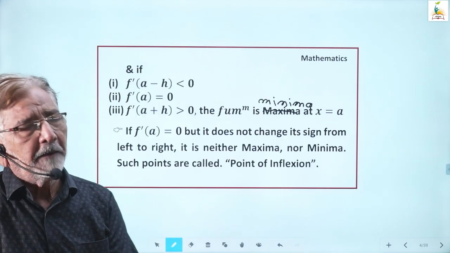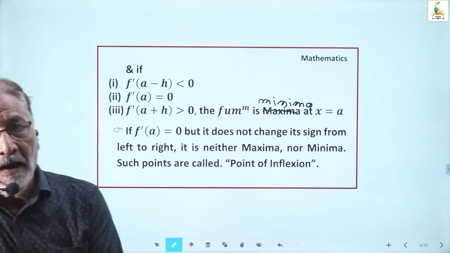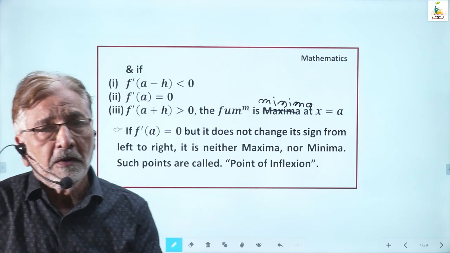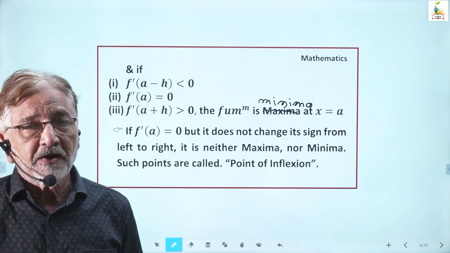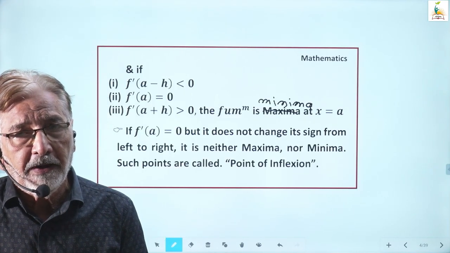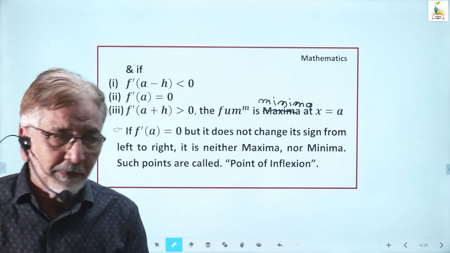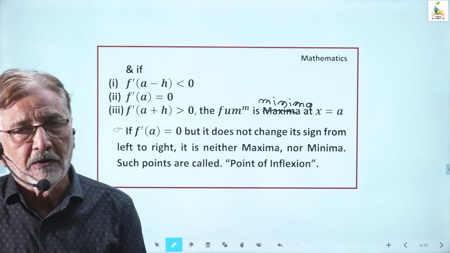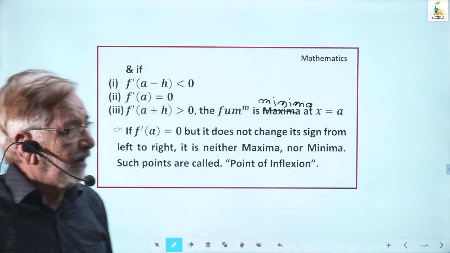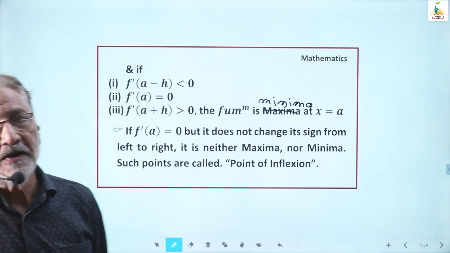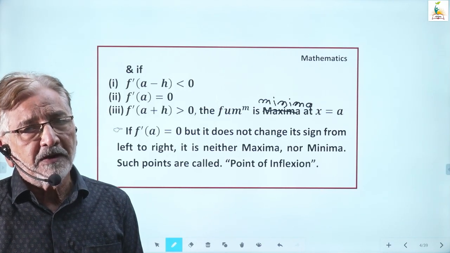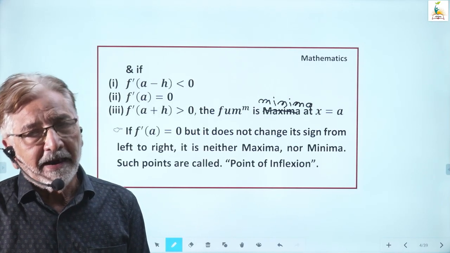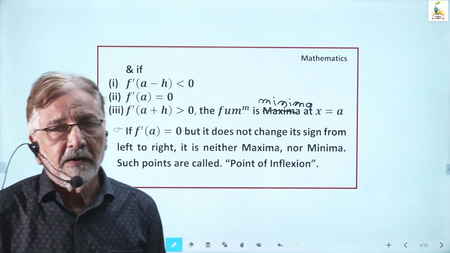Now one important point is here. We have said f dash a equal to 0. So what happens if the function is not differentiable at x equal to a? Maxima and minima can exist if the function is not differentiable at x equal to a, but if it changes sign from positive to negative, it will be maxima, negative to positive, it will be minima.